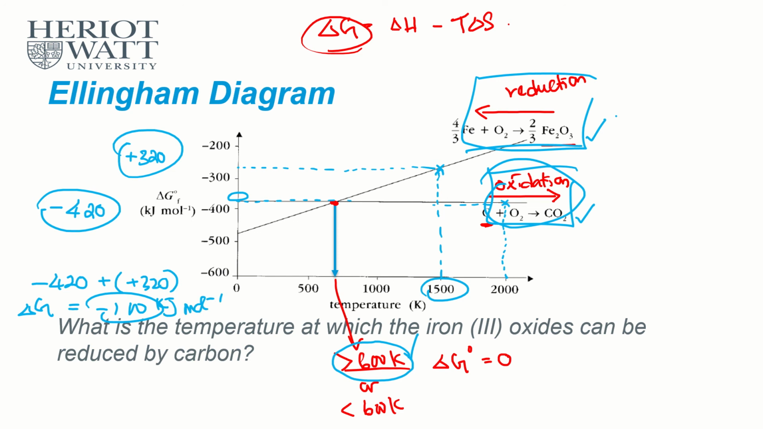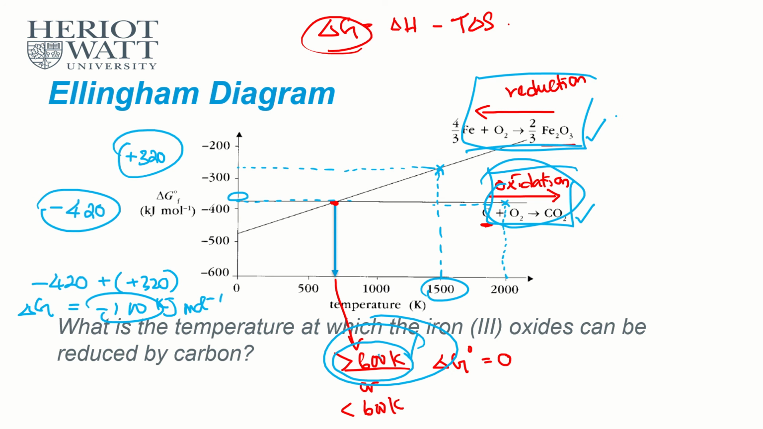So what does it tell you when you have a negative Gibbs free energy above 600? The reaction is feasible, right? You get negative values when the temperature is higher. So therefore, the answer for this question, what is the temperature at which the iron oxide can be reduced, is above 600 Kelvin. That will be your answer. Okay?